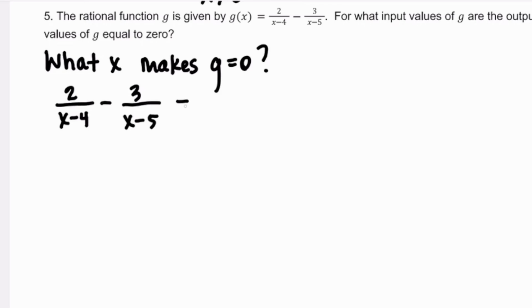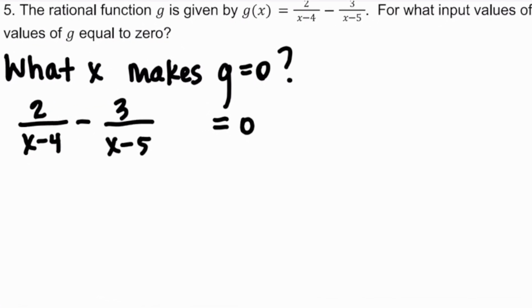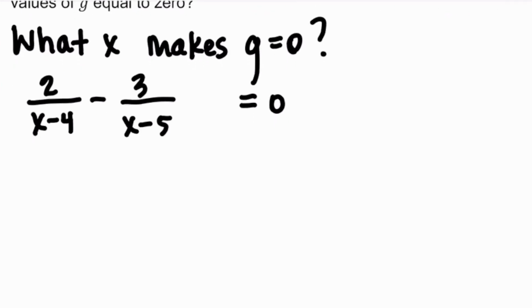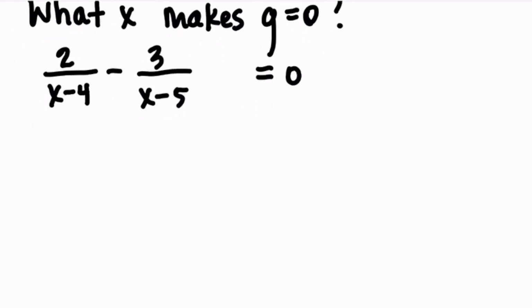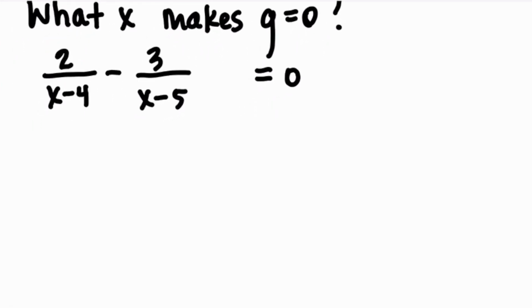And we need that to equal 0, but I'm actually going to leave a little bit more room. Zoom in a little bit more. All right. Now, if we're going to keep going, we're probably going to need to get a common denominator. It's not the only way you could solve this problem, and if you've got a different way, you can go ahead and do that.